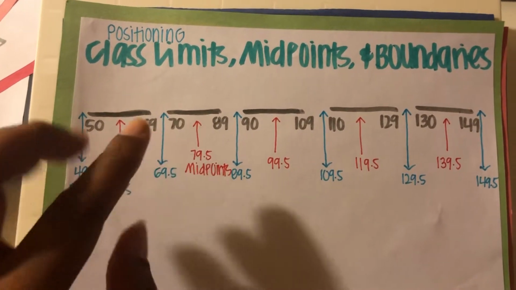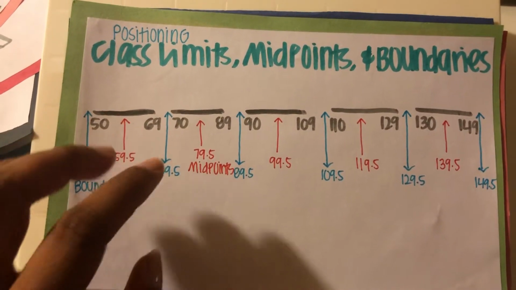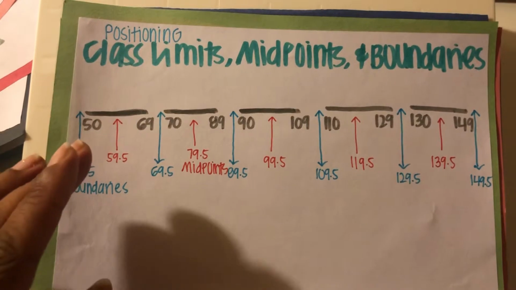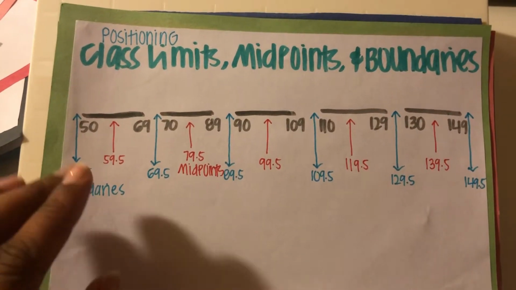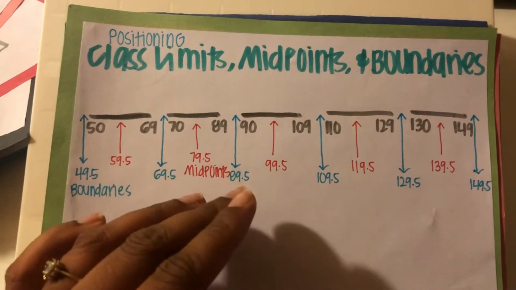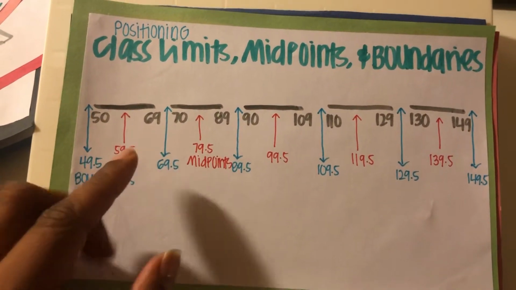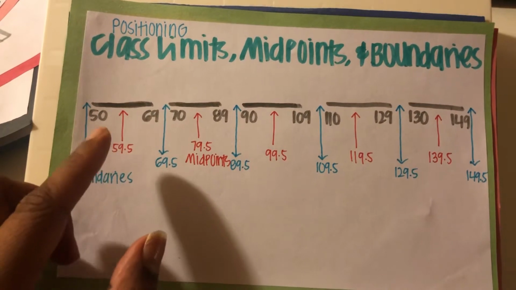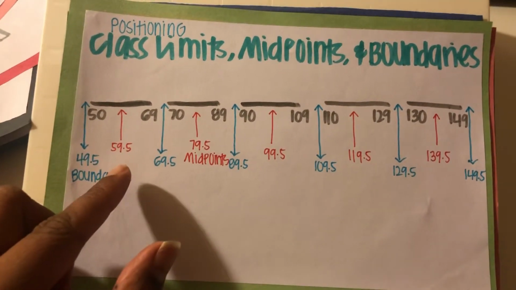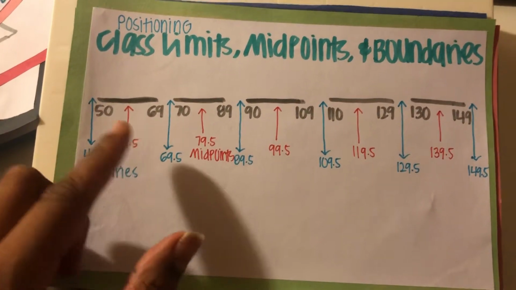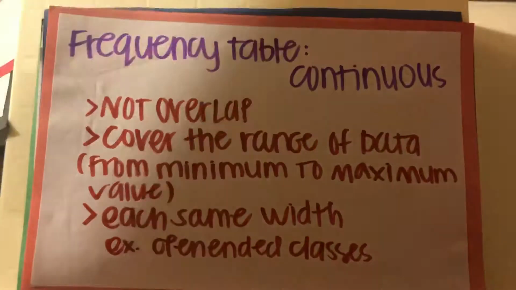The boundaries are what's in each class. The limits are what's about 0.5 before the beginning of each class. And the midpoints are basically the mean of each group, each width. So 50 plus 69 divided by 2, which is about the mean of each class.